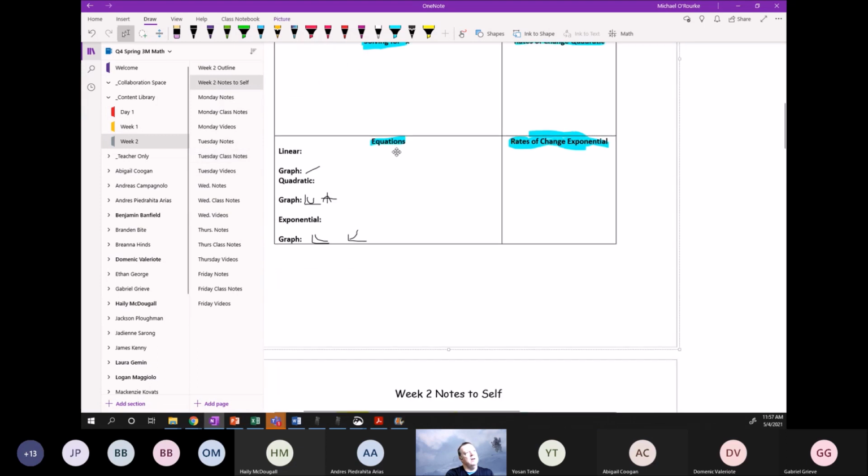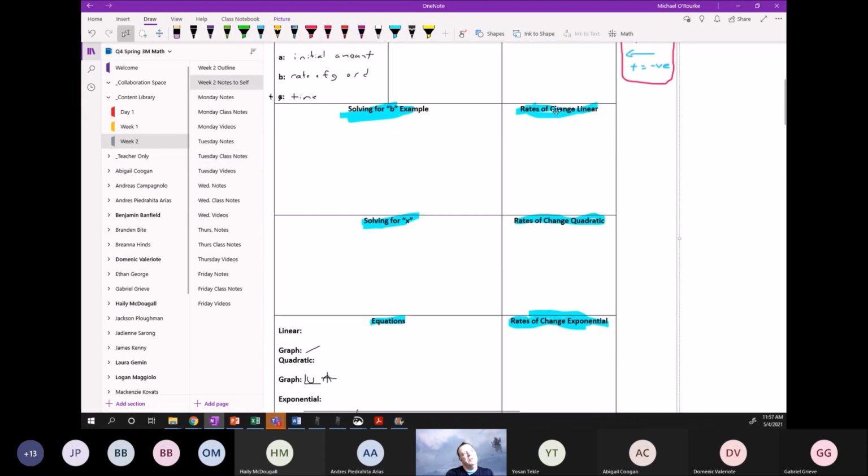So this part here, this is what we just did here. Rates of change for linear, quadratic, and exponential. When you do this, you could write the definition in words, or you could accompany it with a little table of values showing it as well. But this part here is what we just did.